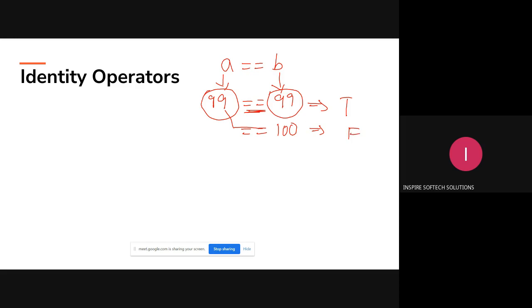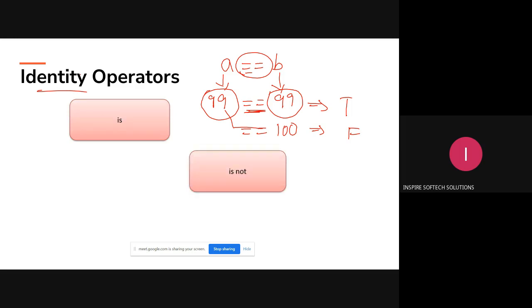Now, in the interview, they'll ask: without using double equal to, how will you check equality? Equality means whether the mark is going to be the same or not. How will you check without using double equal to? For that, we have to learn the identity operator. So this identity operator will have two things: is and is not. Is indicates equal to equal to. Is not indicates not equal to. So without using the equal to symbol, how will you compare both the values? How will you check equality?